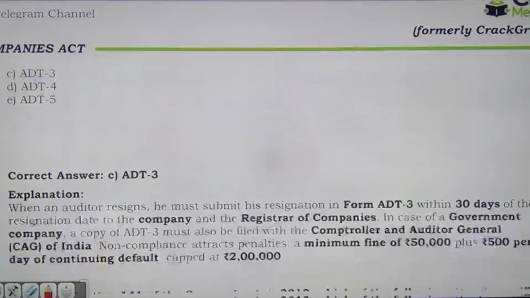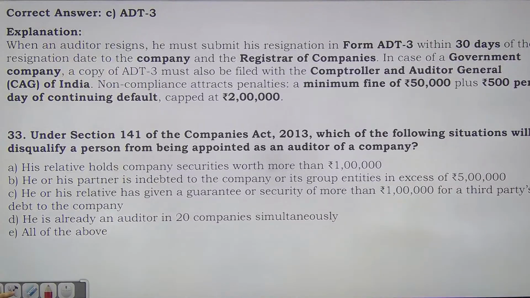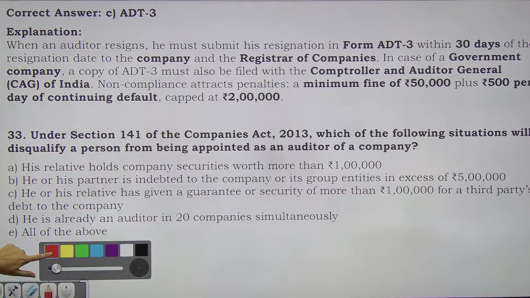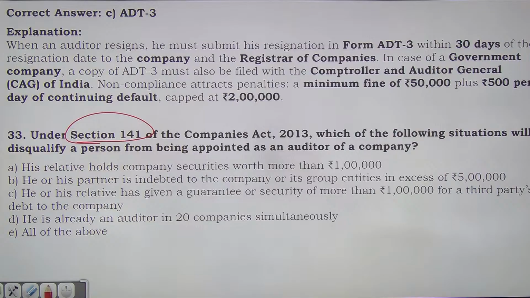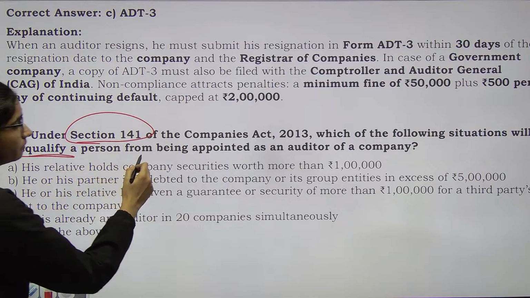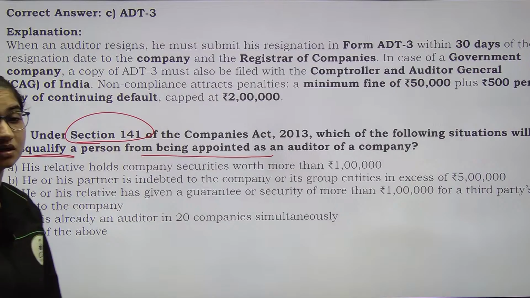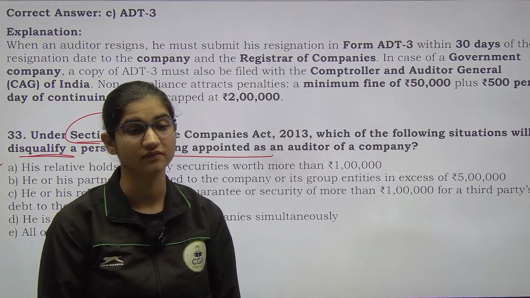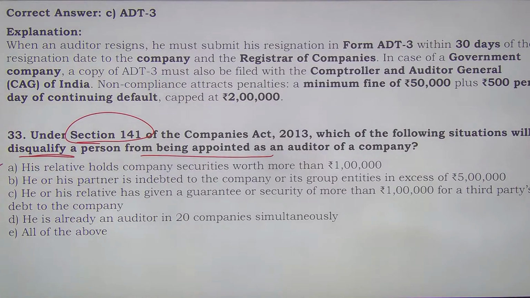Now we are moving forward to the next question, question number 33. Okay, question number 33 is asking you, according to section number 141 of the Companies Act, which of the following situations will disqualify a person from being appointed as an auditor? So what are the limitations for you, or you will get disqualified as an auditor if certain situations have been there in your scenario, or have been violated by you. Okay, so please let me know the answer for this question.